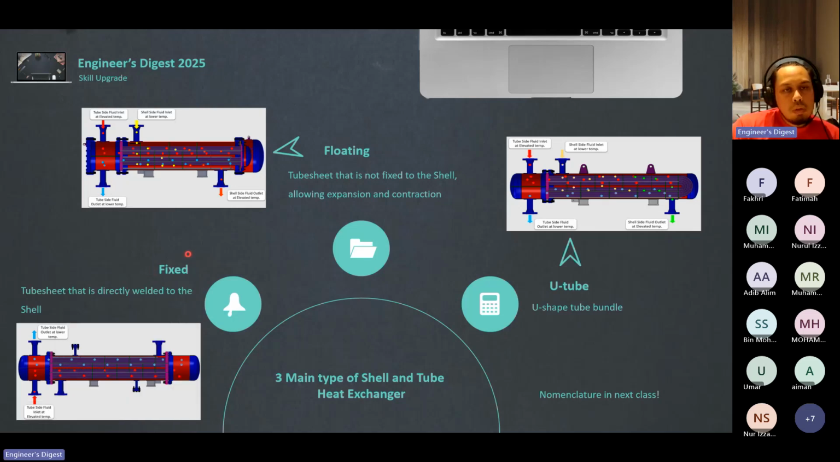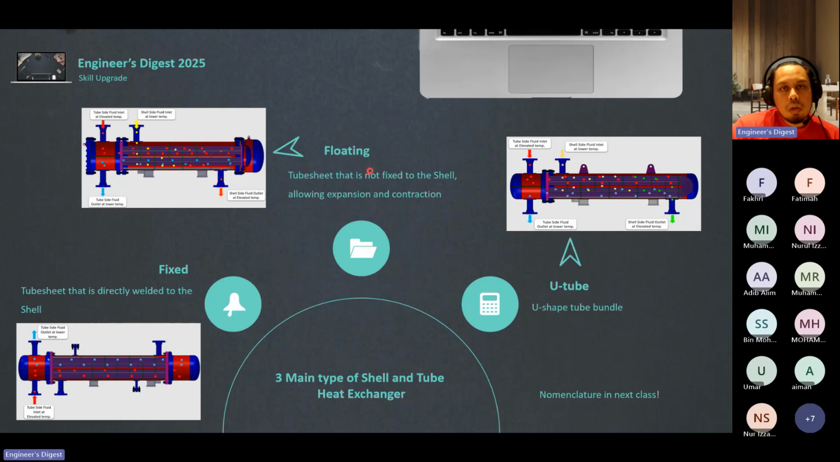On your left, this is the fixed type. The tube sheet is directly welded to the shell. This is a very important characteristic of the fixed type. We can call it integral. Integral means that the tube sheet is directly welded to the shell. You look at the picture after this.